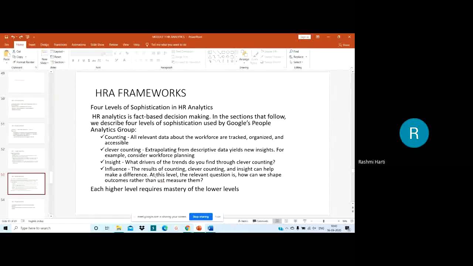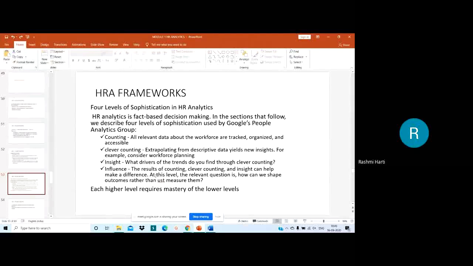Career development of the workforce, right? Succession planning of the workforce, right? As well as errors being made by the workforce. Everything is counted, calculated, tracked, organized, and it is accessible to each and every employee in the organization. Then clever counting, so extrapolating from descriptive data yields new insights.